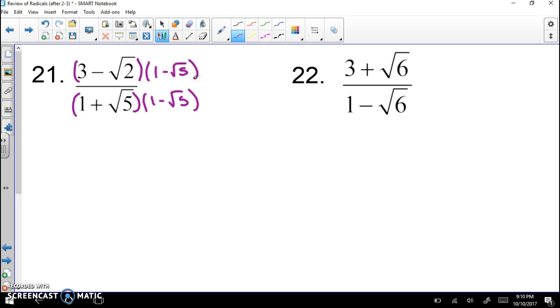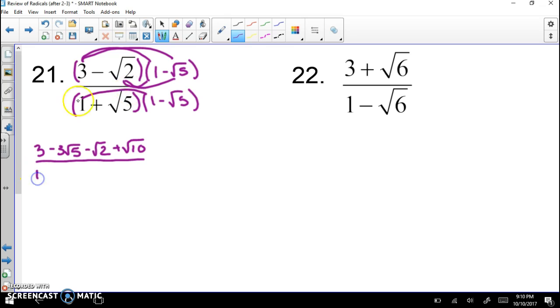Now, this is why it's a little trickier, because we're now going to have to FOIL in our numerator and our denominator. So we're just breaking it into smaller steps. First, 3 times 1 gives us 3. Outers gives us 3 square root of 5, negative 3 square root of 5. Inners, square root of 2. And then our last, negative times a negative, positive, square root of 10.